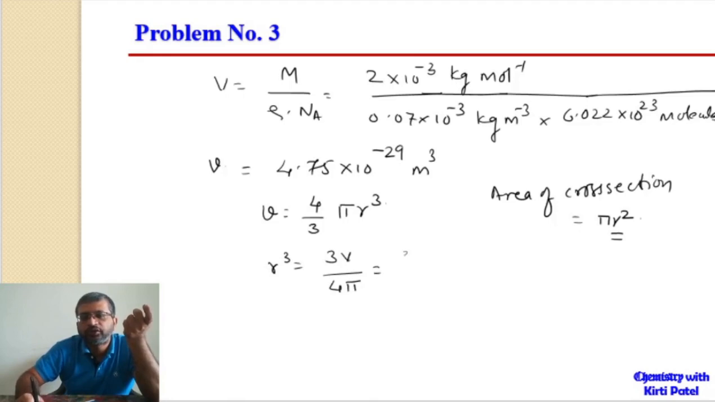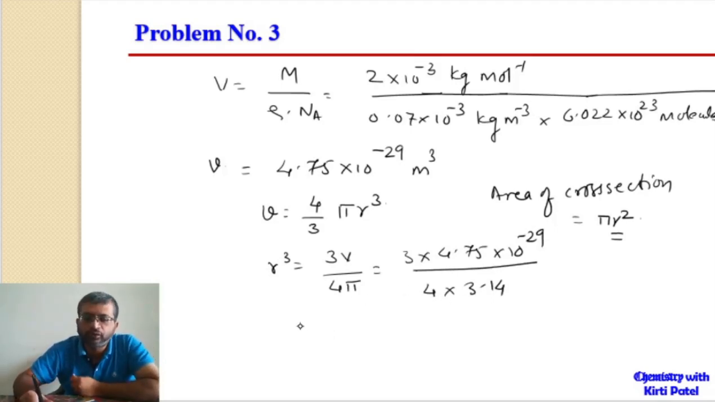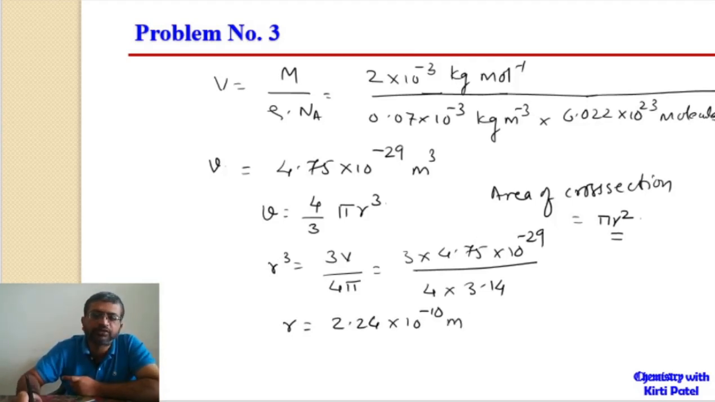This will be 3 into 4.75 into 10 raised to minus 29 upon 4 into 3.14, which will give us R cube, and the cube root of this will give us R. So R can be obtained after finding the cube root of this as 2.24 into 10 raised to minus 10 meters. This will give us the R value.